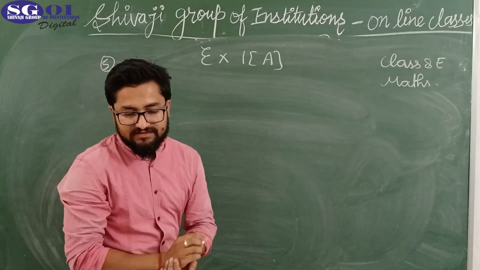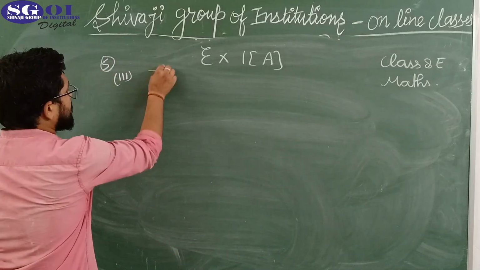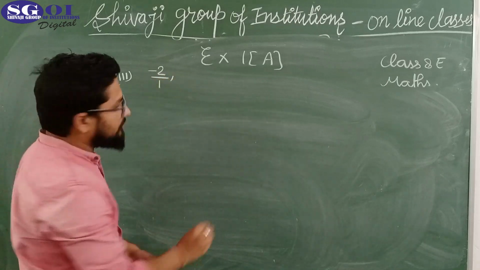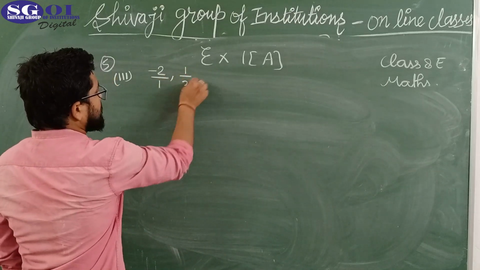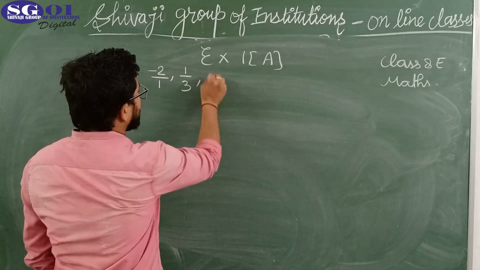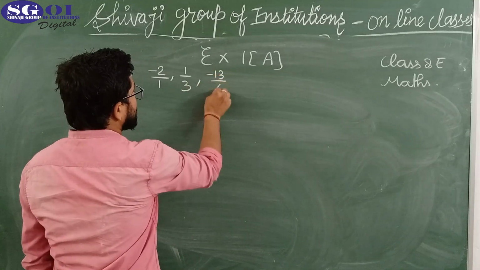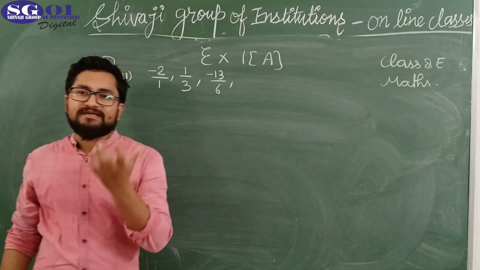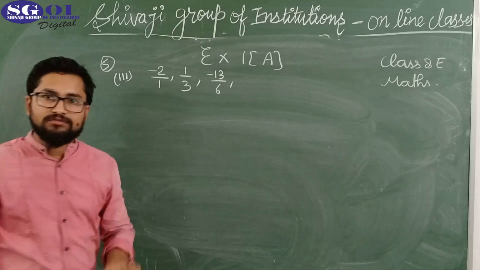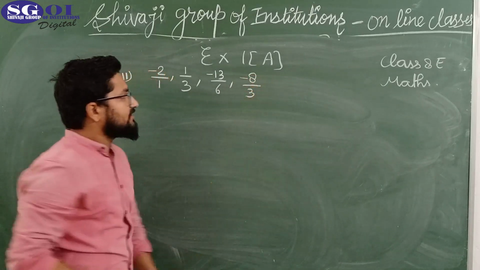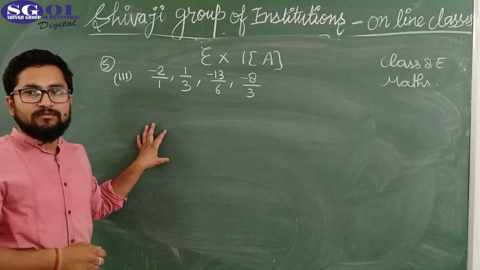The rational numbers which are given are -2. -2 को हम लोग -2 upon 1 भी लिख सकते हैं. Second one is 1 upon 3. Third one is -13 upon 6. And the last one is 8 upon -3. और 8 upon -3 को we can write -8 upon 3. नेगेटिव साइन जो है हम लोग प्रेफर करते हैं कि न्यूमरेटर में लगाया जाए. So this is the question you are provided with.